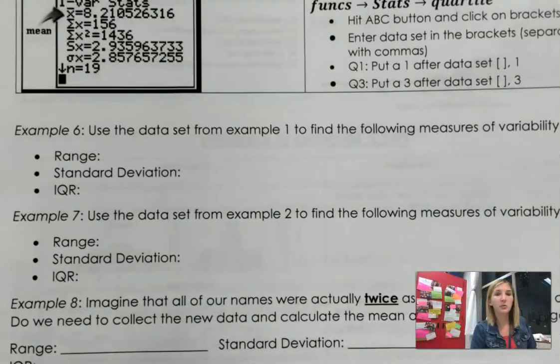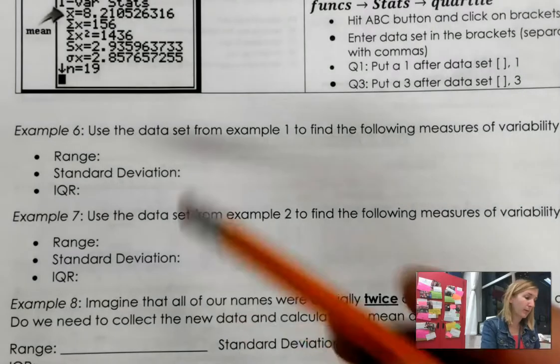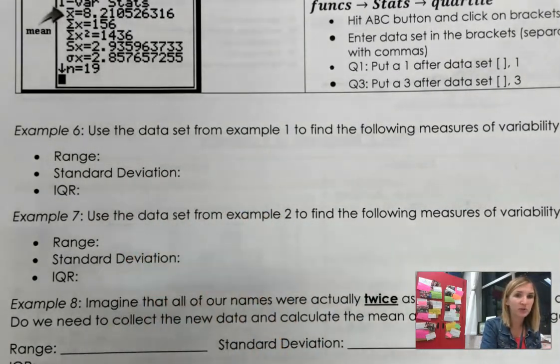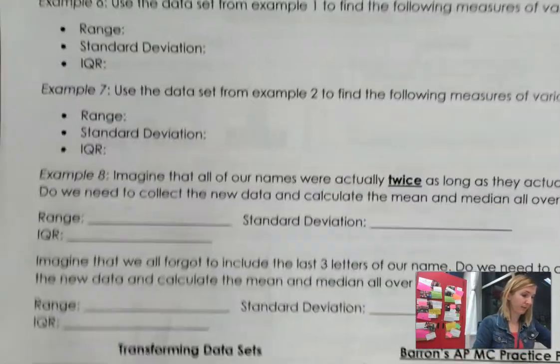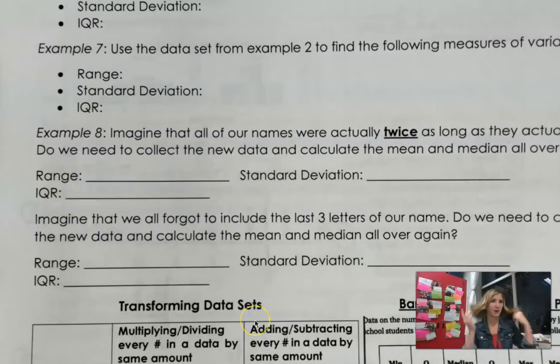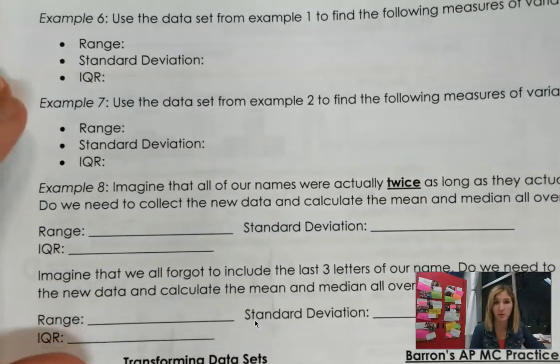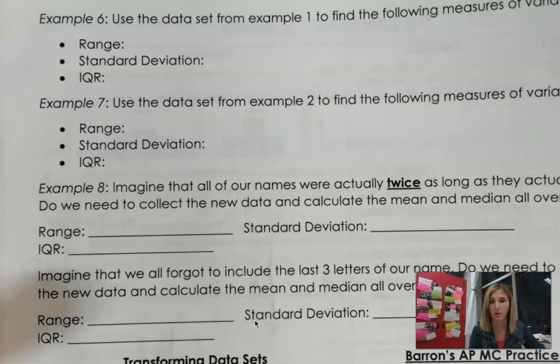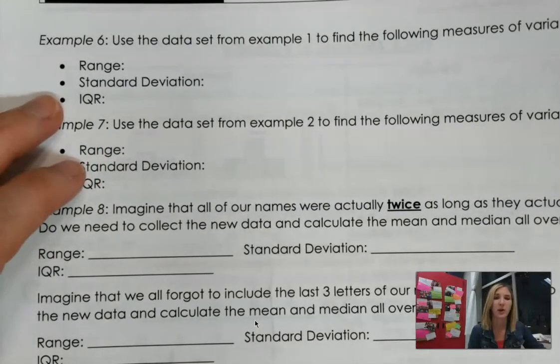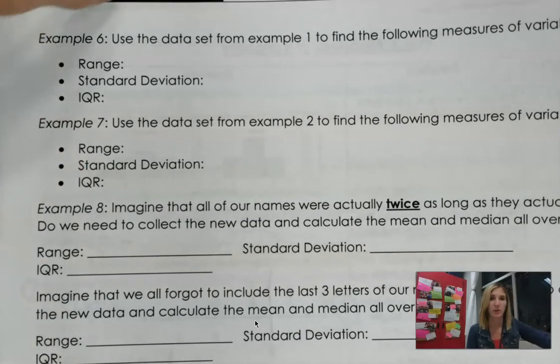All right, so I want you to use the data set from example 1 to find the following measures of variability. I want you to find your range, and then use your Desmos app to find your standard deviation and your IQR. Do the same thing for example 7. I wish I could work out example 6 and example 7 with you, but I don't have the numbers from example 1 or 2 because I haven't done class yet today, filming this video before. So I want you to put your answers into the Edpuzzle, and I'll confirm that we all have the same answers for these two.